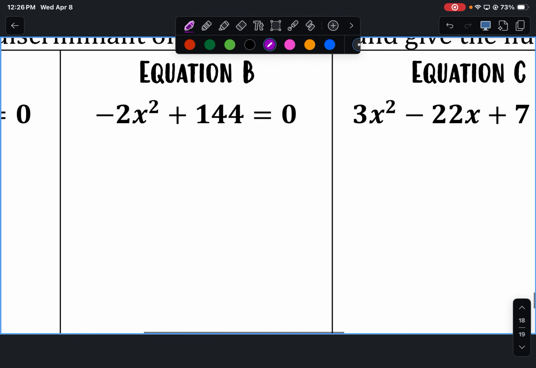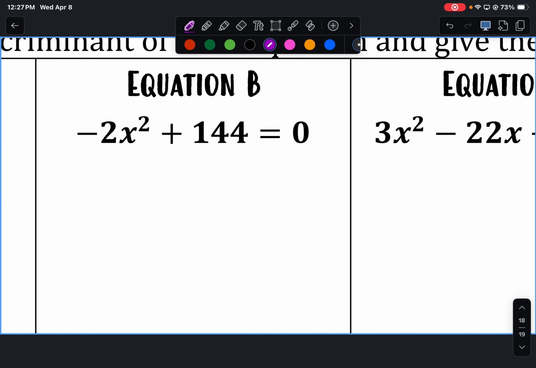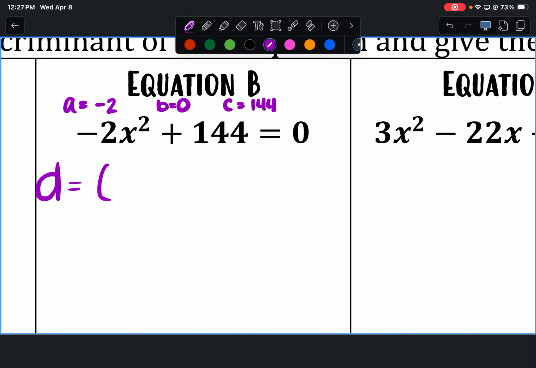Does it have a greatest common factor? No. So we have to figure out what multiplies to give us a times c. What is a times c? And what adds to give us b? What is our b? Okay, what multiplies to give you 21 but adds to give you negative 22? So we have to do this one by grouping because we cannot use a shortcut since A is not 1. So we do 3x squared minus 21x minus 1x plus 7 equals 0.